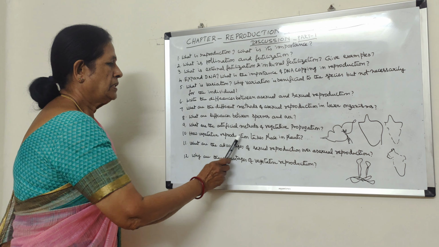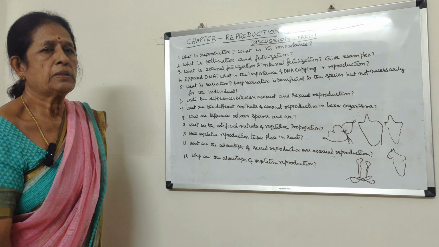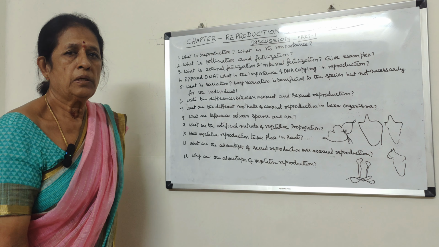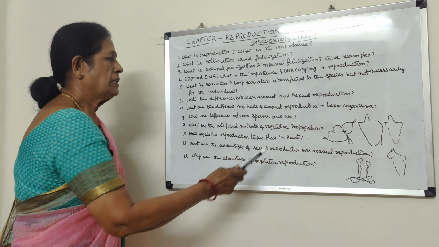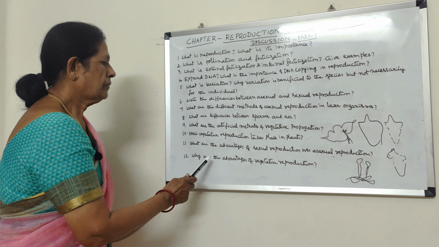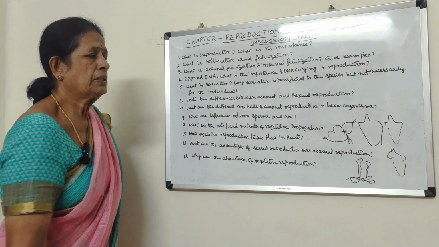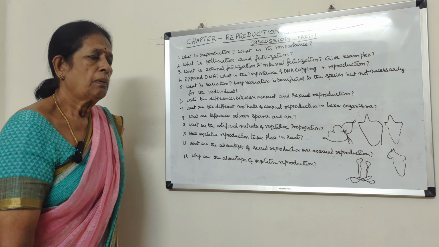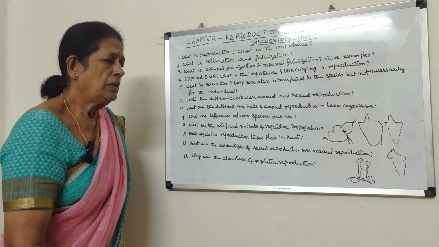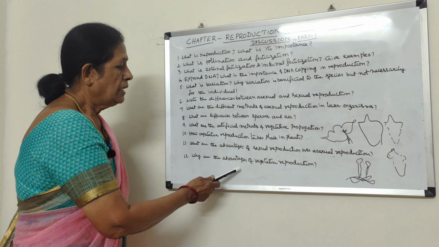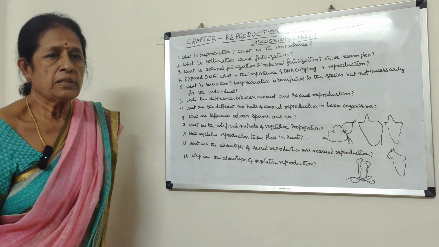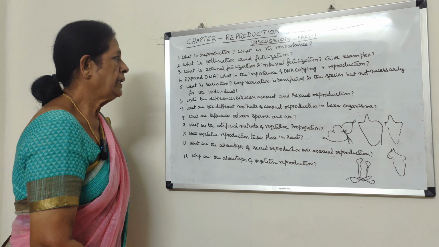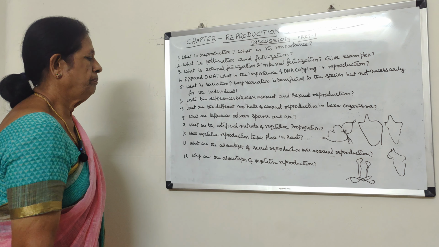So, how does vegetative reproduction take place? Vegetative parts of the plant, like the stem, root, and leaves, take part in giving rise to a new plant. And advantages of sexual reproduction: sexual reproduction always helps in the formation of a better generation and evolution of the organisms. But there are certain advantages in vegetative reproduction. More plants can be grown in a very short period of time.